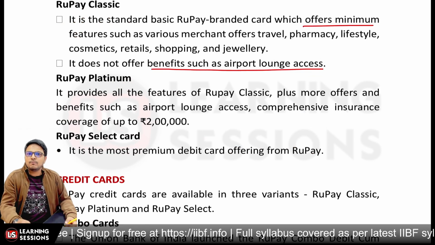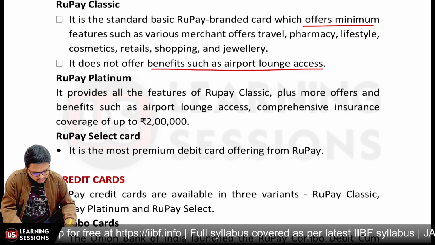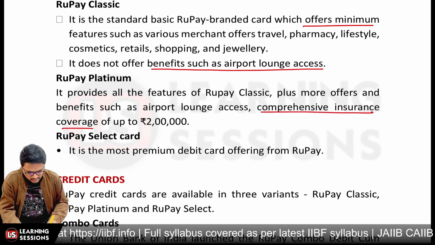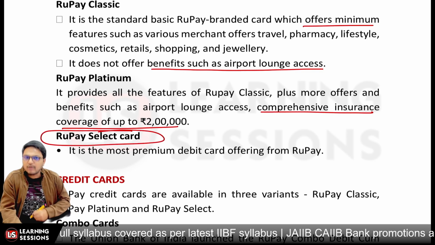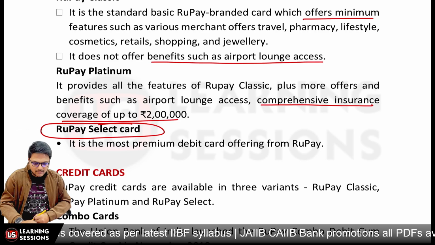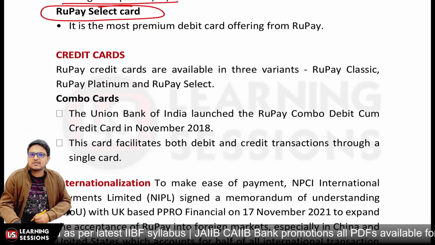And in the case of the RuPay Platinum card, you get comprehensive insurance coverage up to rupees 2 lakh, right? And RuPay Select is the most premium product of RuPay. And further, it's related to credit cards.